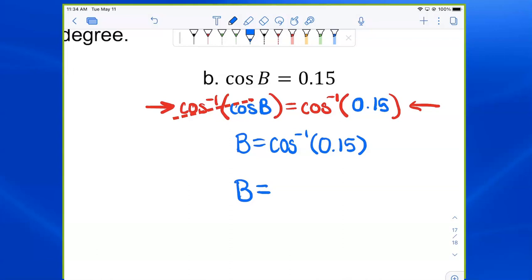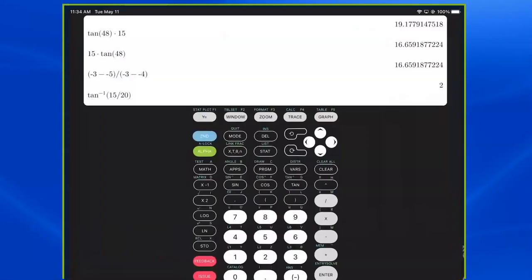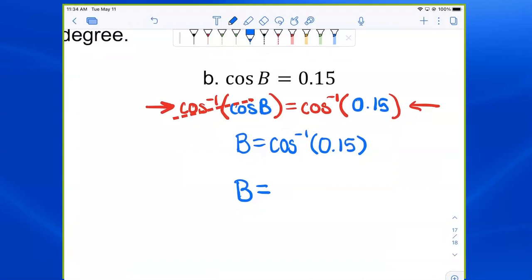In our calculator, cosine and inverse cosine share a button. We just have to hit the second. So back to your calculators. Second cosine gives us that cosine inverse of 0.15, which should be 81.3730734413. If you round to the nearest decimal, it'd be 81.4 degrees. Did anyone get anything different?